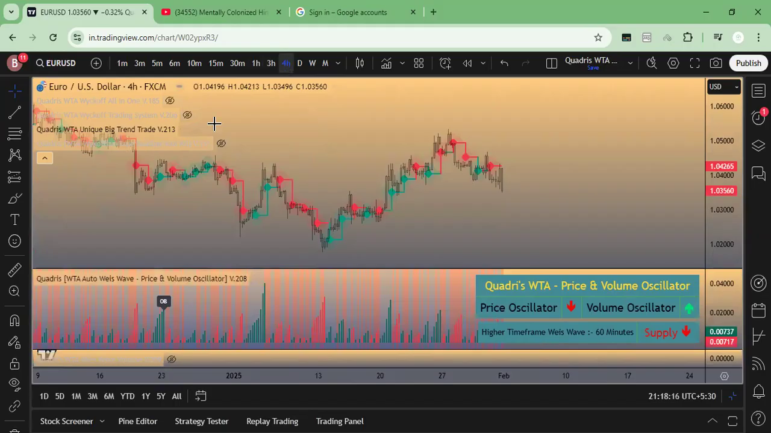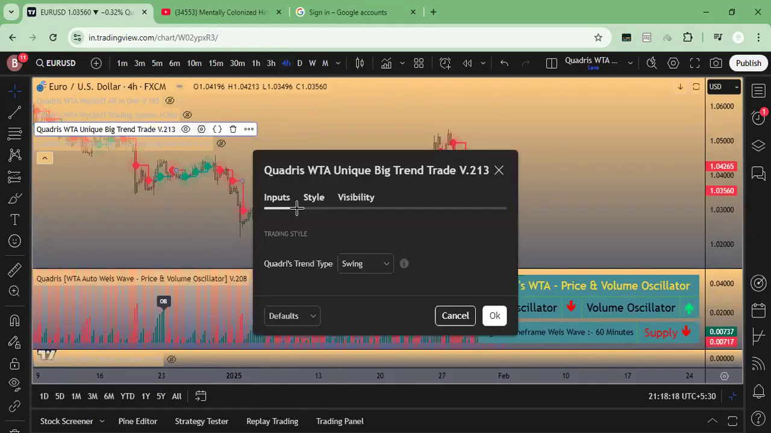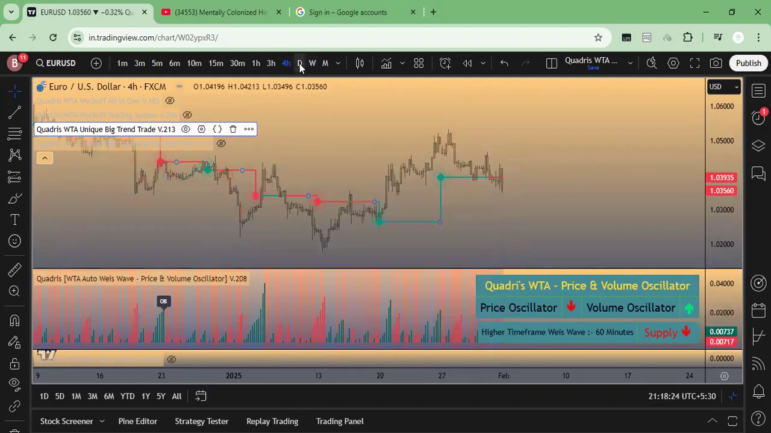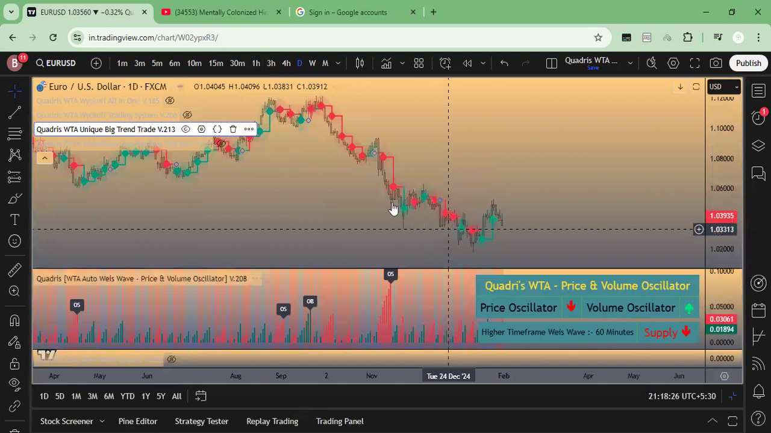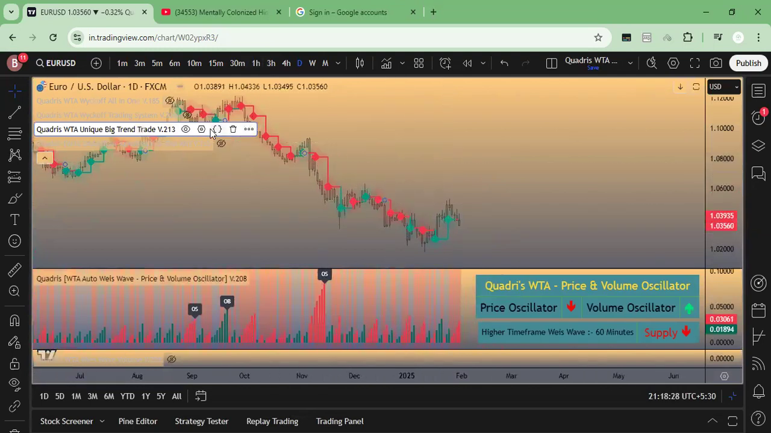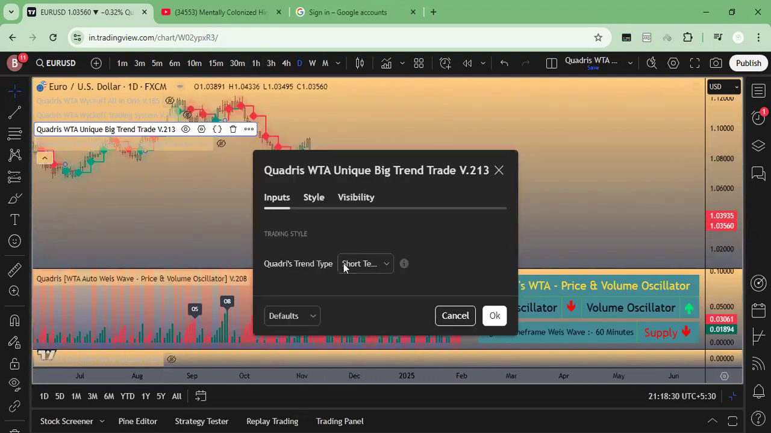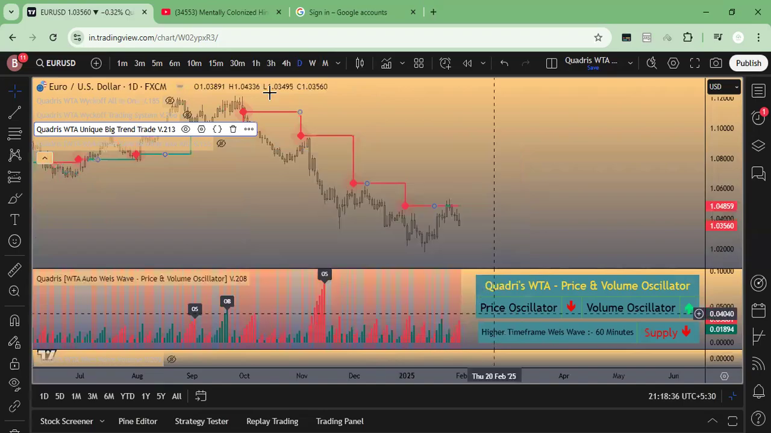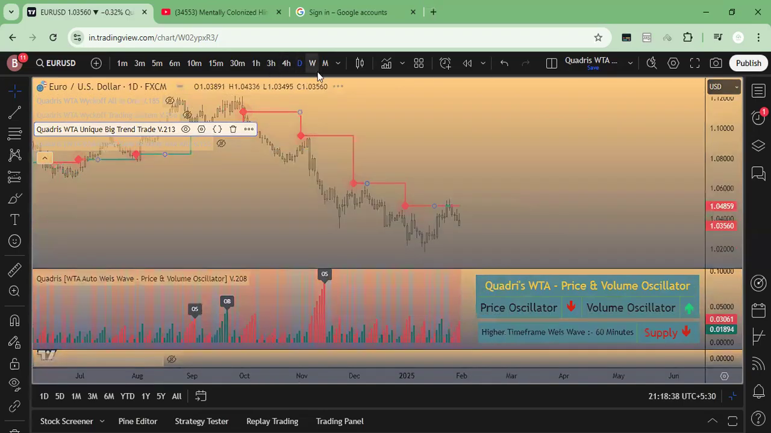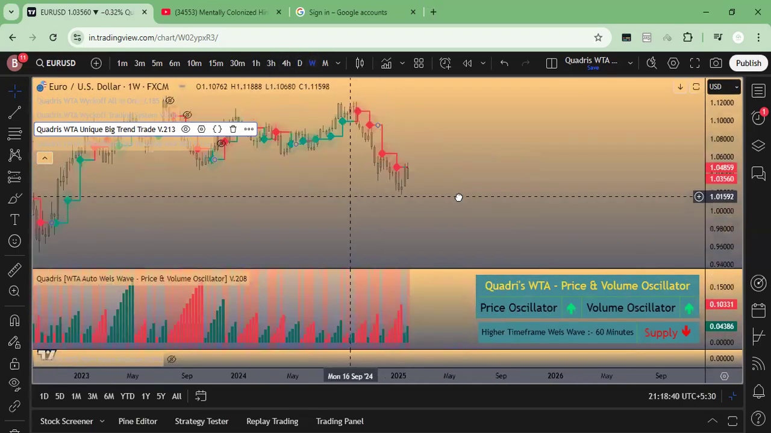And if you're going above that, on a daily time frame, then you have to apply short term, because the daily time frame is mostly used for short term trading only. And if you go for weekly and monthly time frames, then you have to go for long term trading, and you can apply it on daily, weekly and monthly.